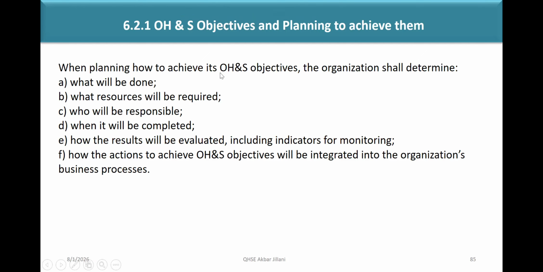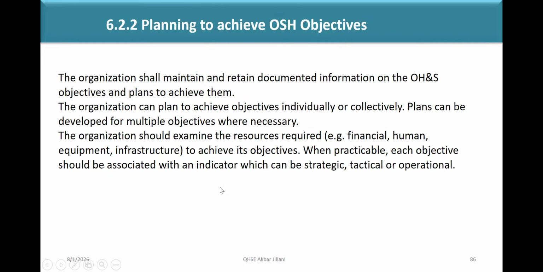When planning how to achieve its OHS objectives, the organization shall determine what will be done, what resources will be required, who will be responsible. So the responsible party, when it will be completed, the time frame, how the result will be evaluated, including indicators for monitoring, how the action to achieve OHS objectives will be integrated into the organization's business process. Now, the organization shall maintain and retain documented information on the OHS objectives and plans to achieve them.